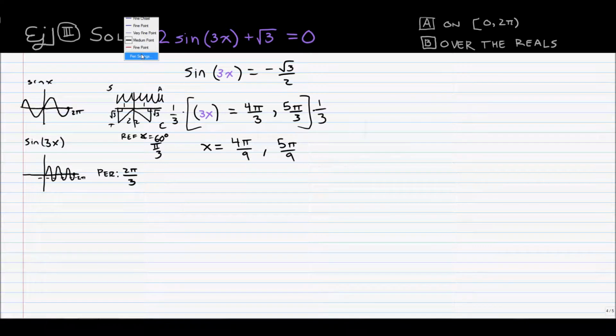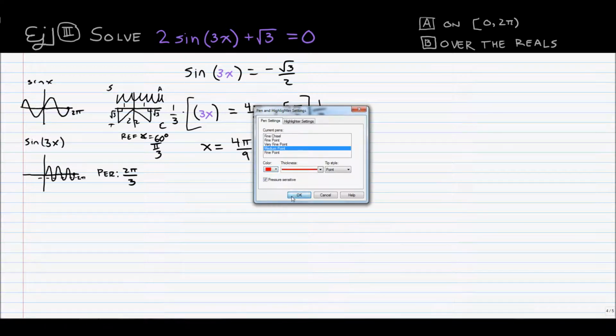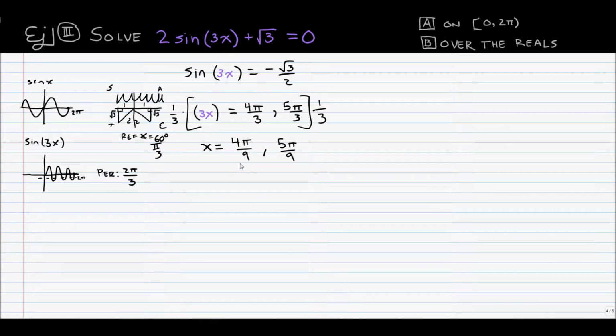So the question you might ask yourself then is, how do I get all my answers here? How do I find all the possible solutions? Again, because we're trying to answer A, what are all the angles between 0 and 2 pi that make this equation true? Well, first of all, we got 2 of them. We got 4 pi over 9, and we got 5 pi over 9. Great job, everybody. That's a terrible 9. I'm becoming a perfectionist on these things. There. We've got those guys.